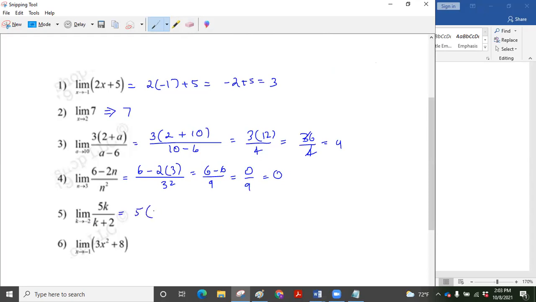This is 5 times -2 over -2 plus 2. That's -10 over 0. So this one we'll say does not exist. This is 3 times -1 squared plus 8, which is just 3 plus 8, which is 11.